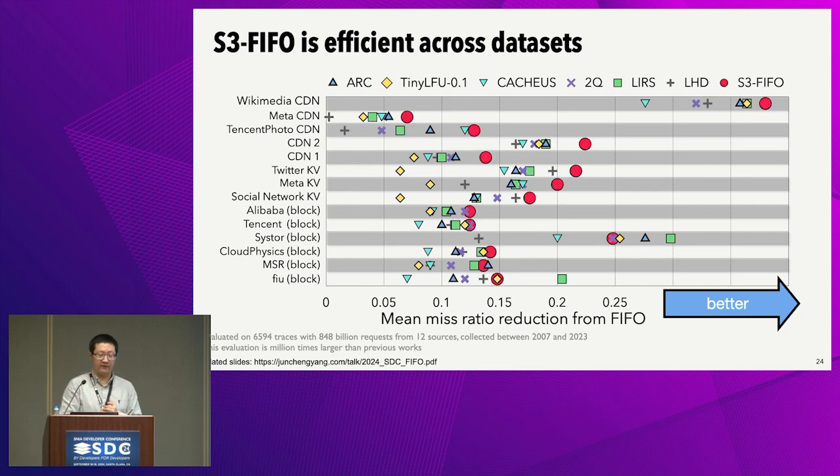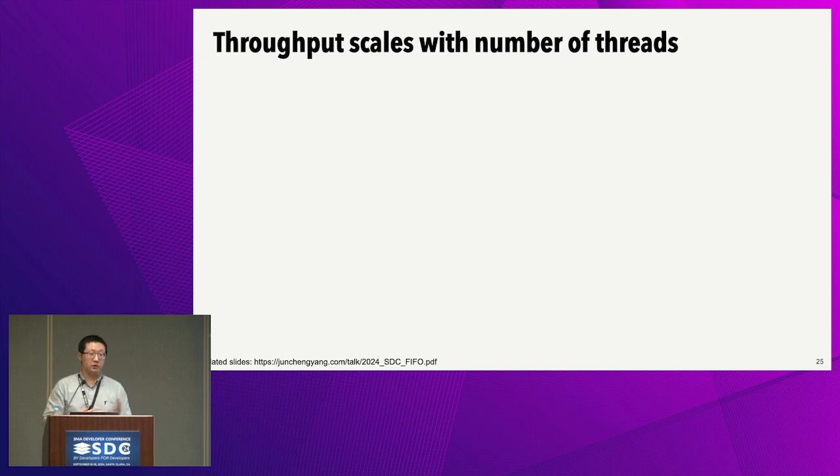Now let me show you S354. So this is S354. Compared to existing state-of-the-art eviction algorithms, S354 actually performs the best on most of the datasets. I think we have 14 datasets here, and on 12 of them, S354 is the best eviction algorithm. So this shows that S354 is not only efficient, but also robust. So that's miss ratio. We do have more results in the paper, and I do also have other results. If you're interested, you can talk to me after the talk.